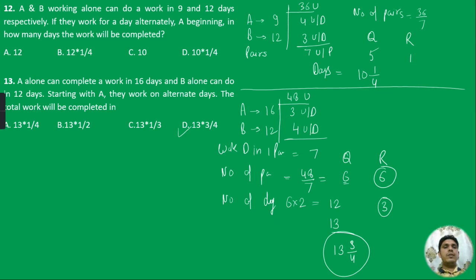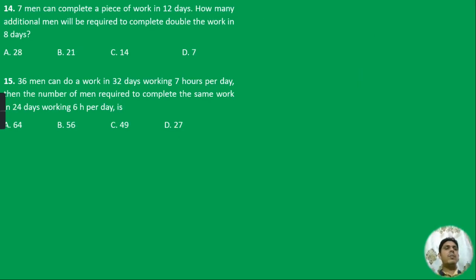So students, this was the alternate days concept. Coming to the next type of question, question number 14: 7 men can complete a piece of work in 12 days. How many additional men will be required to complete double of that work in 8 days?